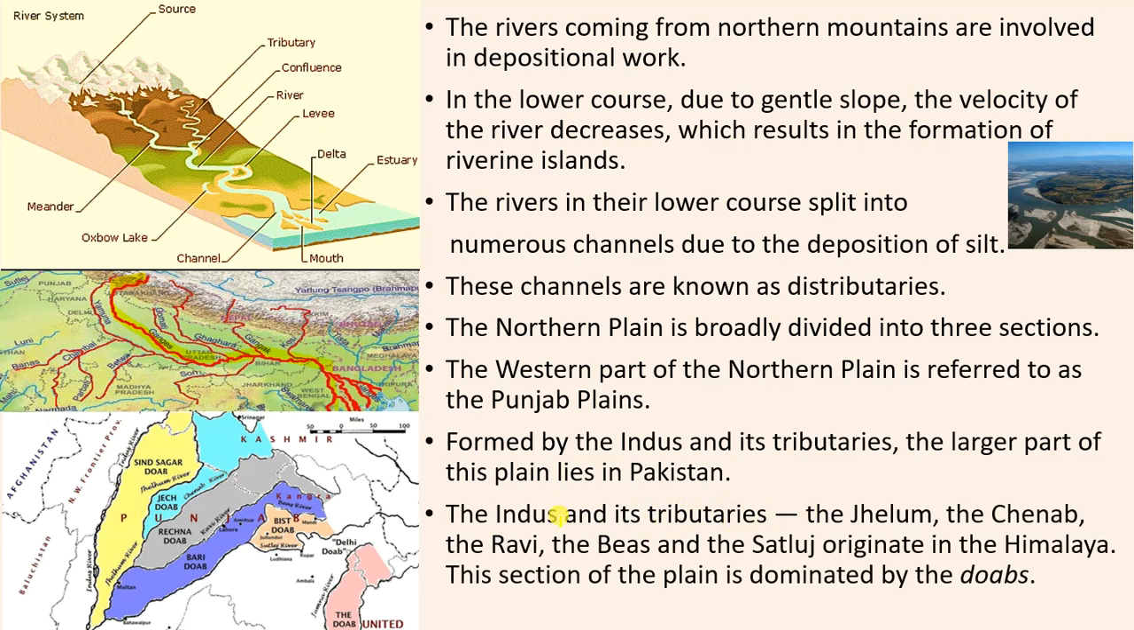The Indus and its tributaries like Jhelum, Chenab, Ravi, Byas, and Satluj originate in the Himalaya. The section of the plain is dominated by doabs. What is doabs? Doabs are the part of land fed by two river systems, getting water from two river systems.